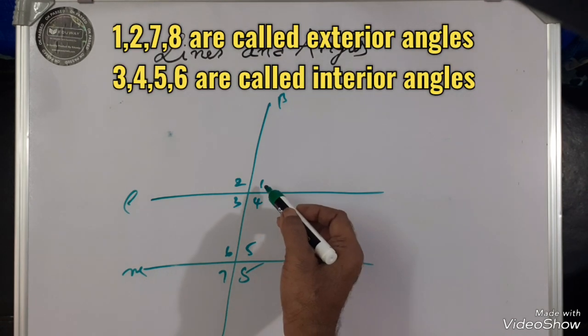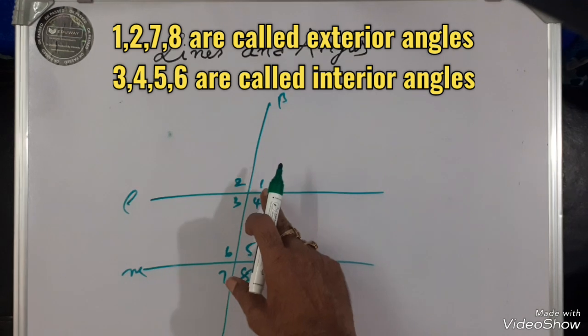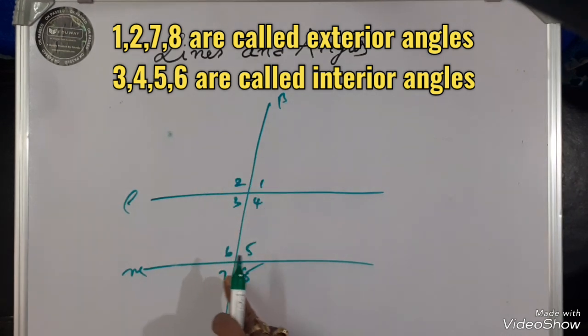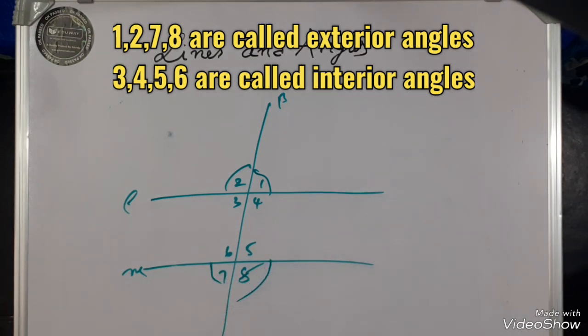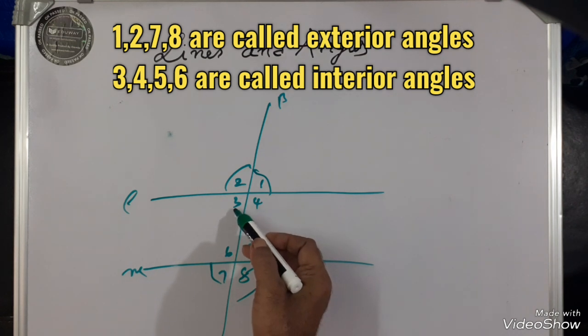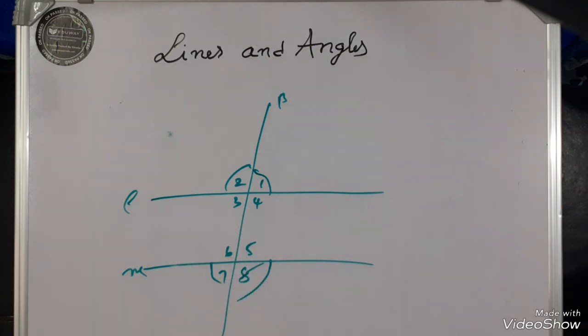So here angles 1, 2, 7, 8 are called exterior angles. Since they lie exterior, they are called exterior angles. 3, 4, 5, 6 are called interior angles. Is it clear?